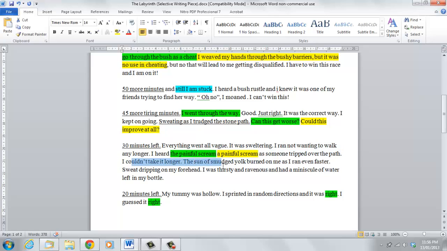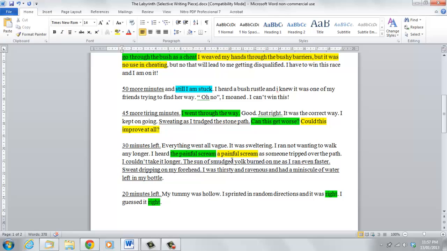I couldn't take it any longer. The sun of the yoke burned on me as I ran even faster, sweat dripping on my forehead. I was thirsty and ravenous and had a minuscule of water left in my bottle. This part here is excellent. You know, there is a real pace to the writing, and you get the idea that you're pretty much at the end. You couldn't take it any longer.